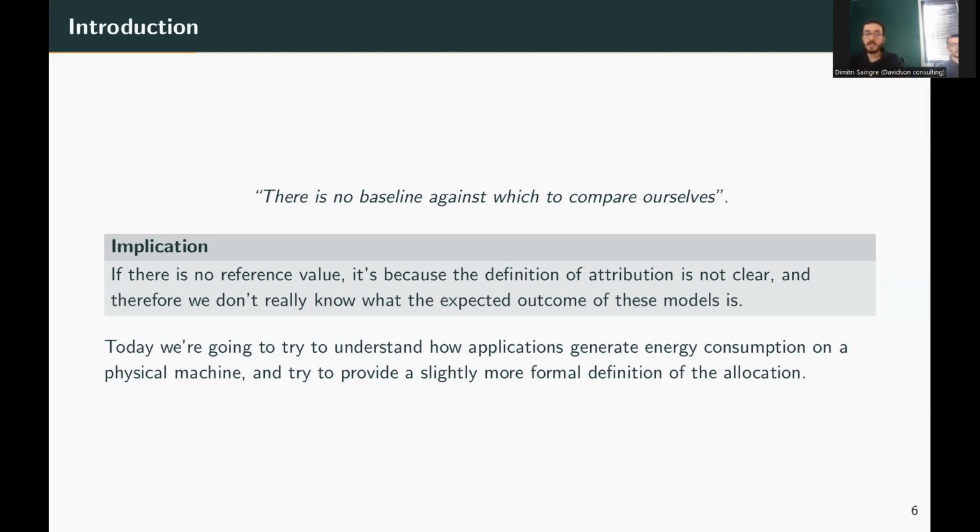And so currently there's no evaluation. For us, if there's no evaluation and no reference value, it's because we didn't spend enough time defining the notion of attribution, or the notion of energy consumption of a software. And therefore, we can't have any expected outcome of this model. So we are going to try to understand how applications generate energy consumption of a physical machine.